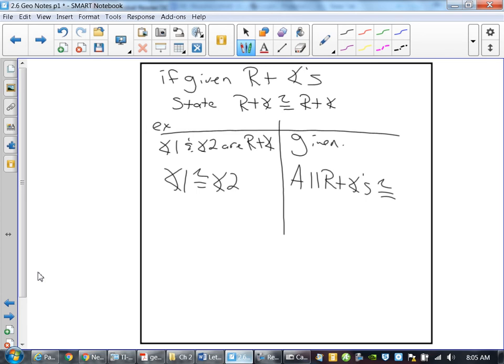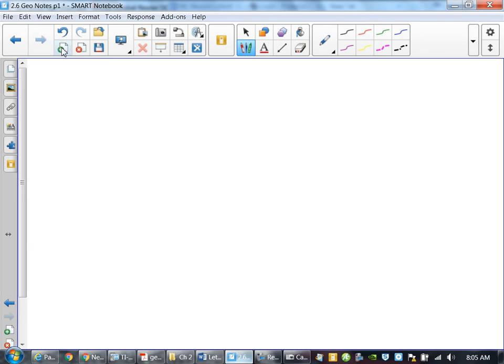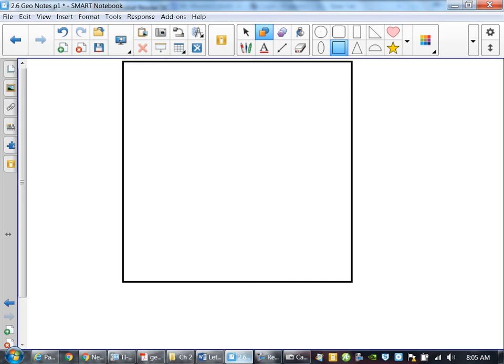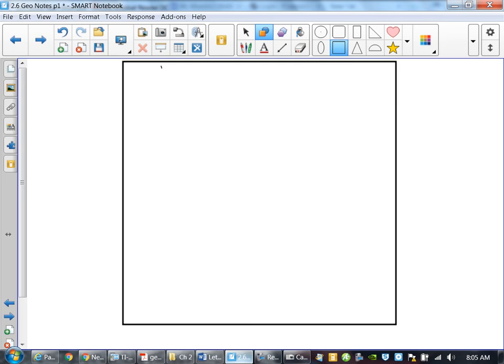Okay. Let's do another one. Vertical angles. Remember what vertical angles are? So what were they? Angles that are opposite each other.